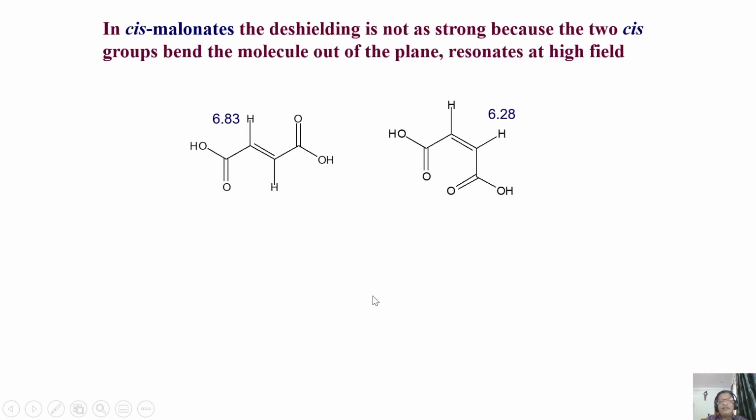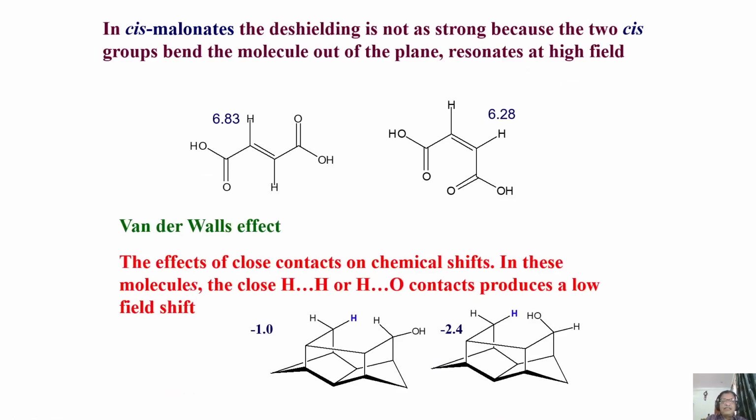So these are the electronic effects, and this is a classic example in cis malonates. What is happening is the de-shielding is not very strong because 2 cis groups bend the molecule out of plane in this type of molecule, and it resonates at high field. As a consequence, in this case this proton comes at 6.83 ppm, whereas this proton comes at 6.28 ppm. So these are some of the examples. Of course, this is not the end. We need to learn, particularly for your molecule of interest, when you are looking at your system, various other effects would be there. You have to consider various things.